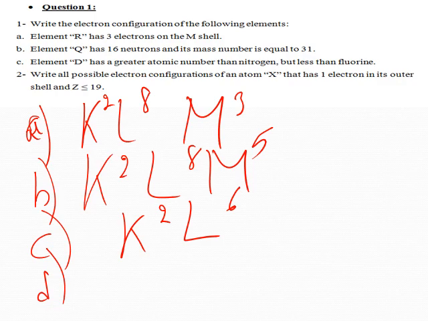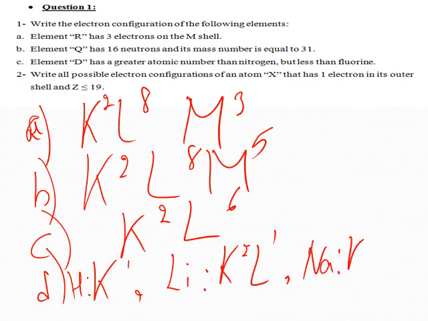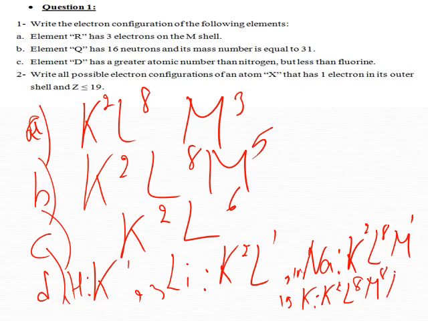D, we have 4 possible choices. We have K1, this is for hydrogen. We have lithium, K2, L1. For sodium, Na, K2, L8, M1, which is 11. And the last one is potassium, K19, which is K2, L8, M8, and 1.